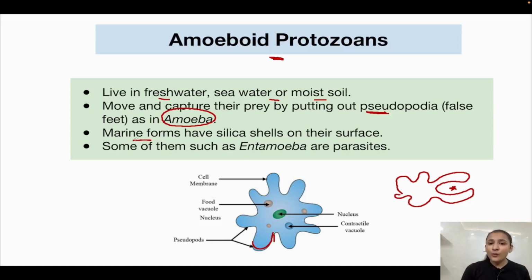Now, marine forms जो होते हैं amoeboid protozoans के, they have silica shells on their surface. Some of them, such as entamoeba, are also examples of amoeboid protozoans. They are parasites. Some are predators and some are parasites. Entamoeba, for example, is a parasite.